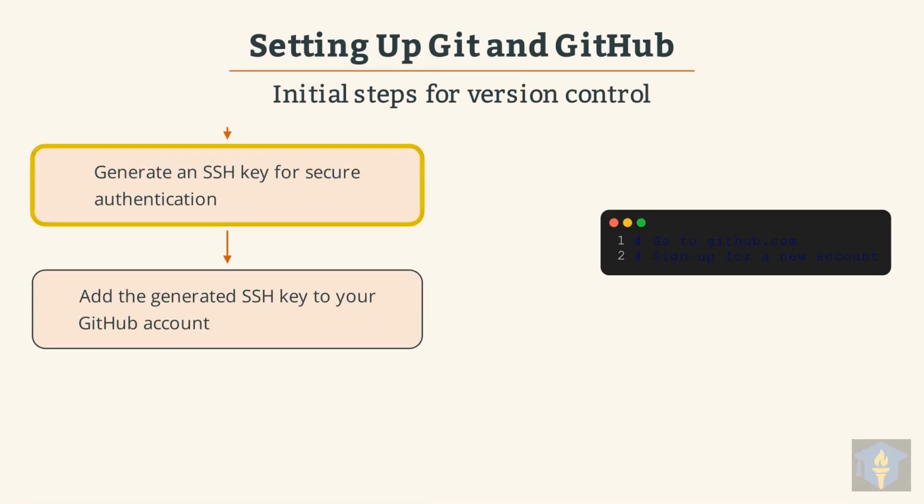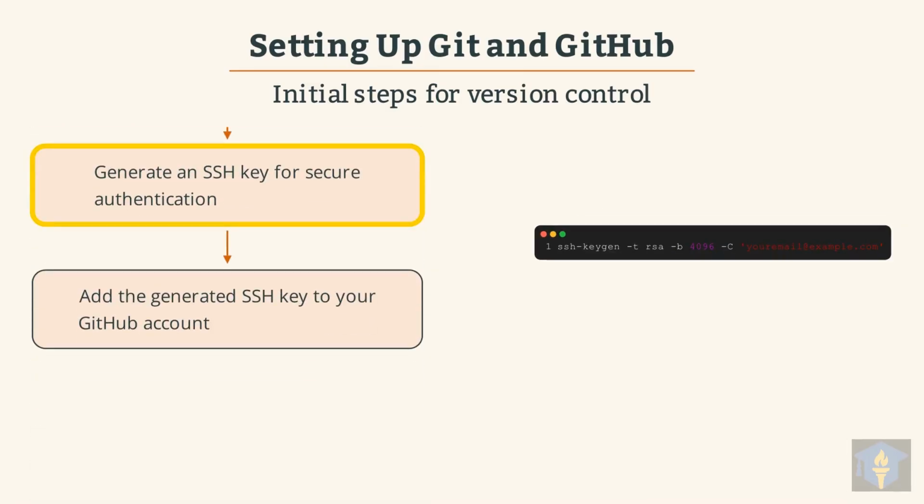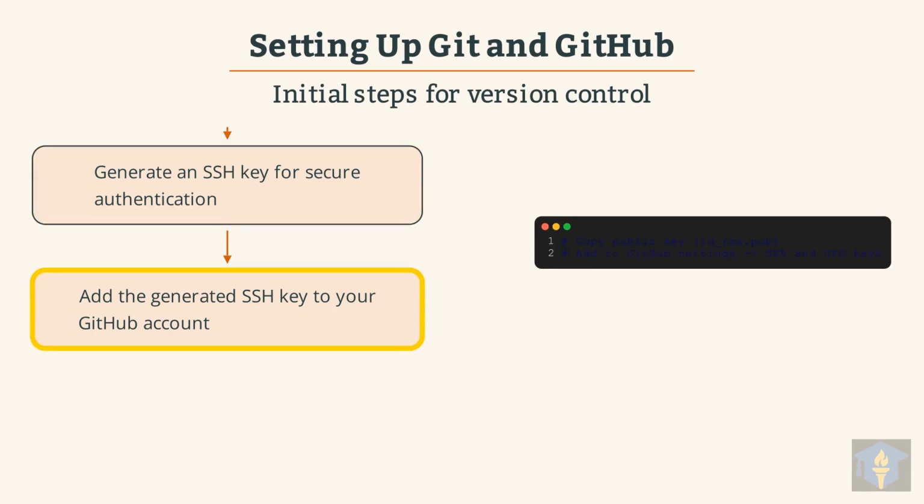To ensure secure authentication for your projects, generate an SSH key on your system. This command creates a secure pair of keys, enhancing the security of your GitHub interactions. Finally, add this newly generated public SSH key to your GitHub account settings. Copy your public key and paste it into the SSH and GPG keys section of your GitHub settings.